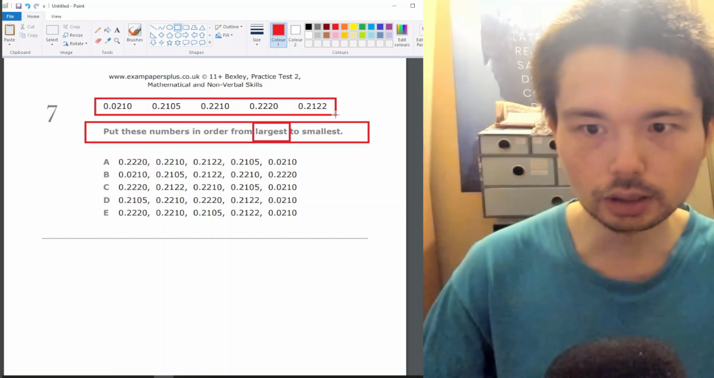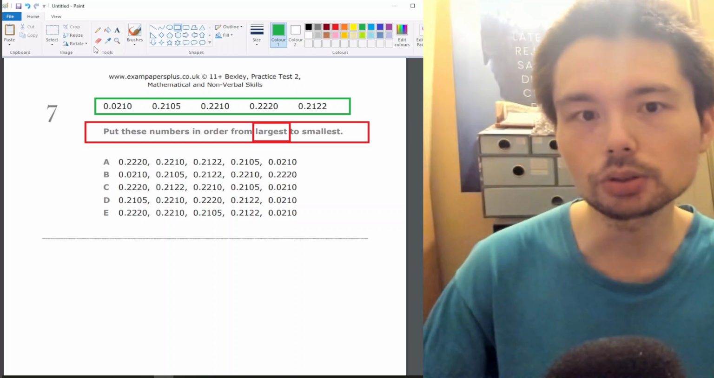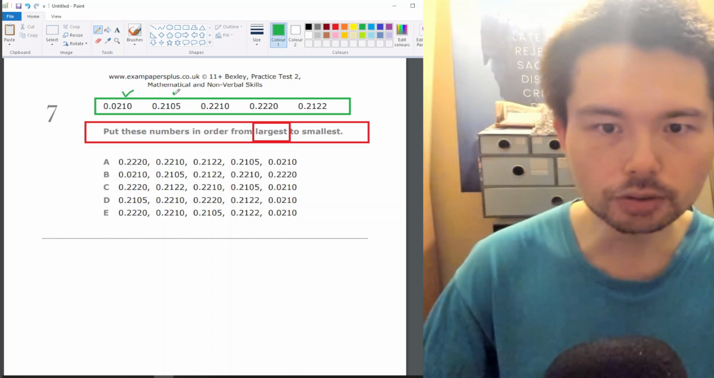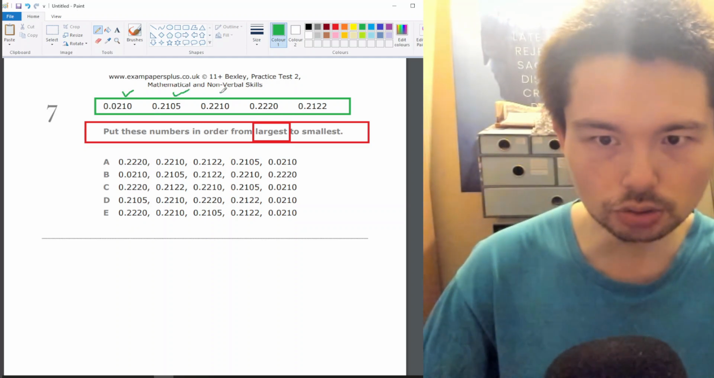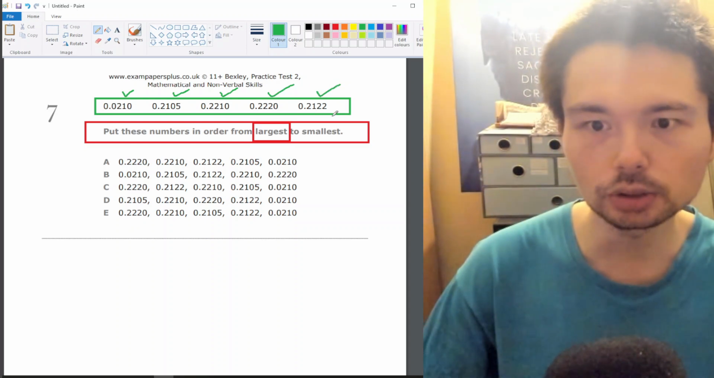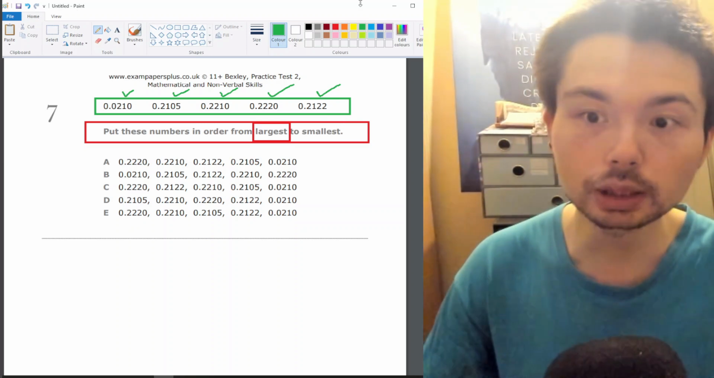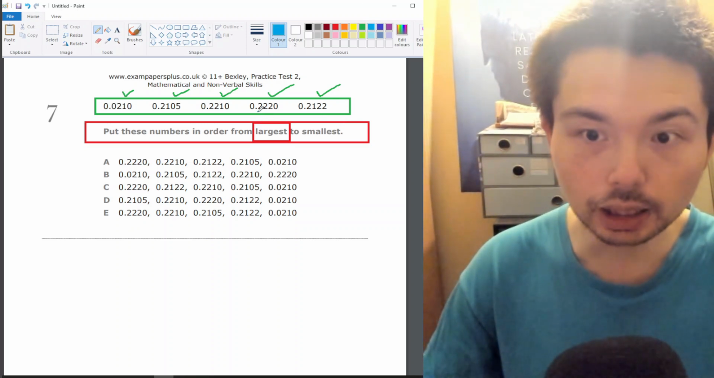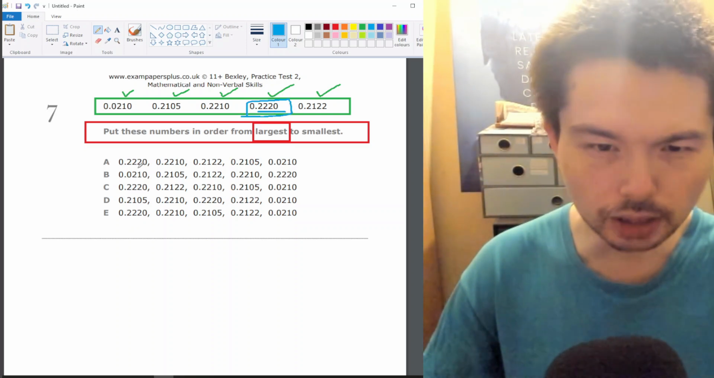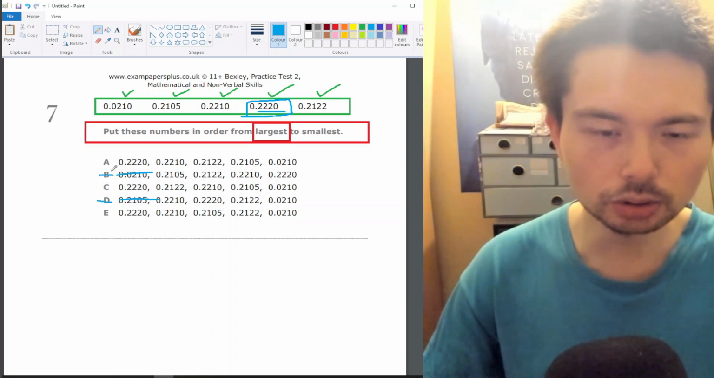Now looking at all these numbers, can you see they all have how many decimal places? 4 decimal places. So we can treat this number as 210, this is 2,105, this is 2,210, 2,220 and 2,122. Why am I saying it like this? Because they're all 4 decimal places. Now looking at all of these, which is the biggest? Well, just find the biggest digits, that one. That is your biggest, so it's got to start with that. So that is not right. So how nice, we've reduced the choices to A, C and E.